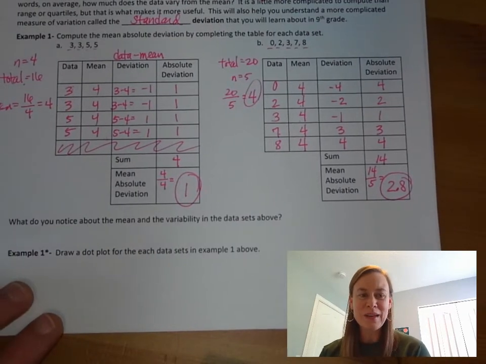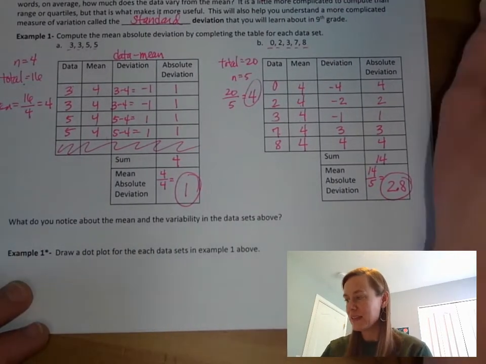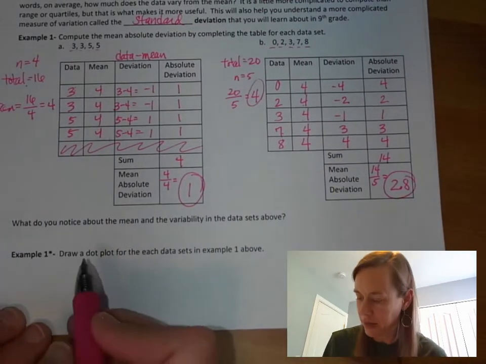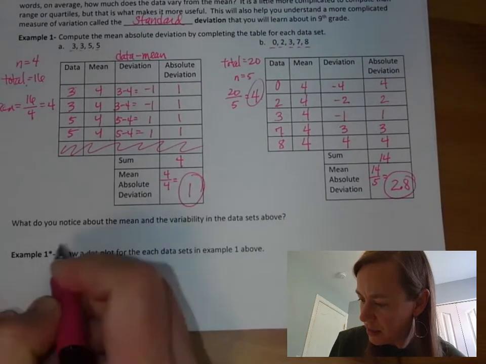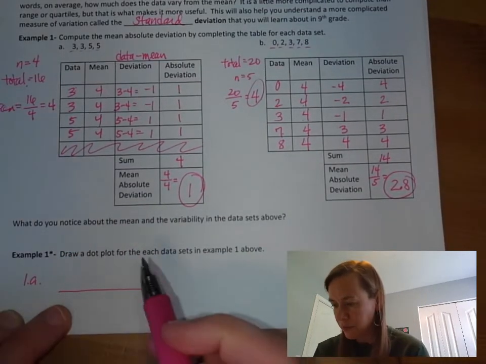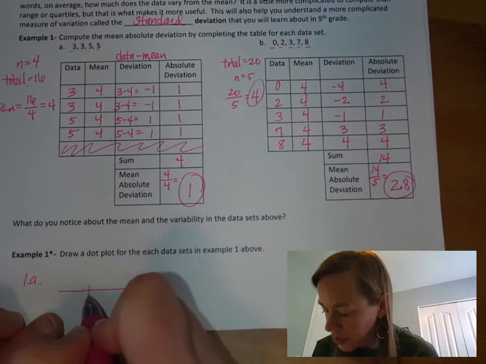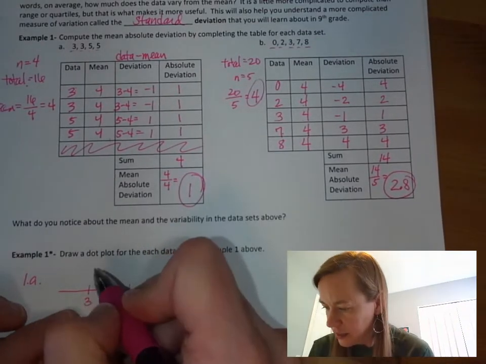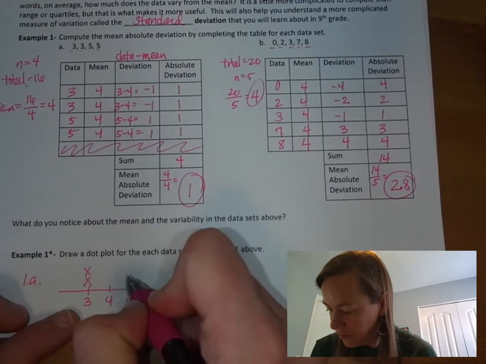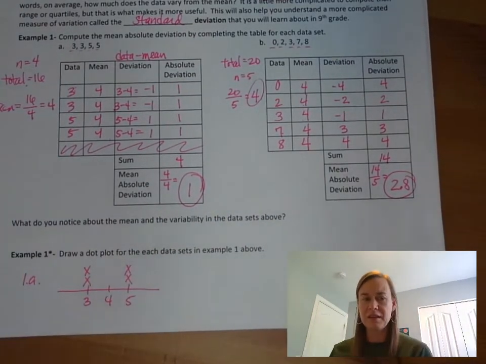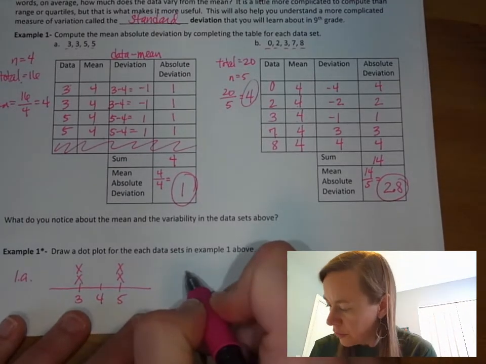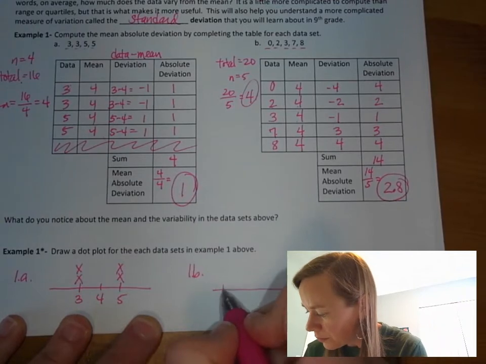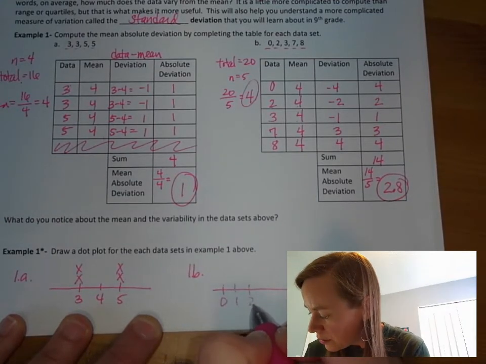Okay, let's go on to example 1. It says to draw a dot plot for each data set in example 1 above. Okay, so dot plot time. This is going to be 1A. So we've got 3, 3, 5, 5. I'll just put 3, 4, and 5 on here. Okay, so 3, 3, 5, 5. There's nothing in the 4s, and I'm done. Let's do 1B. So we've got a few more numbers here. We've got 0 through 8.